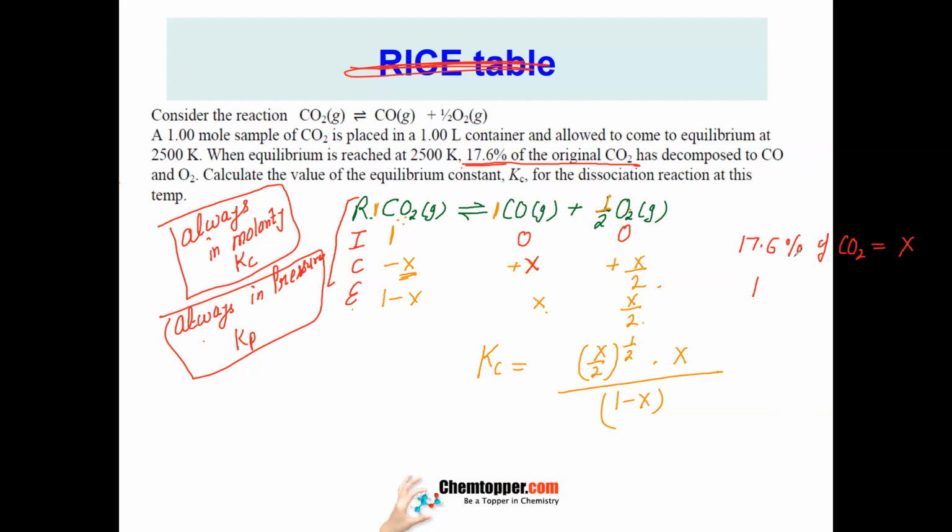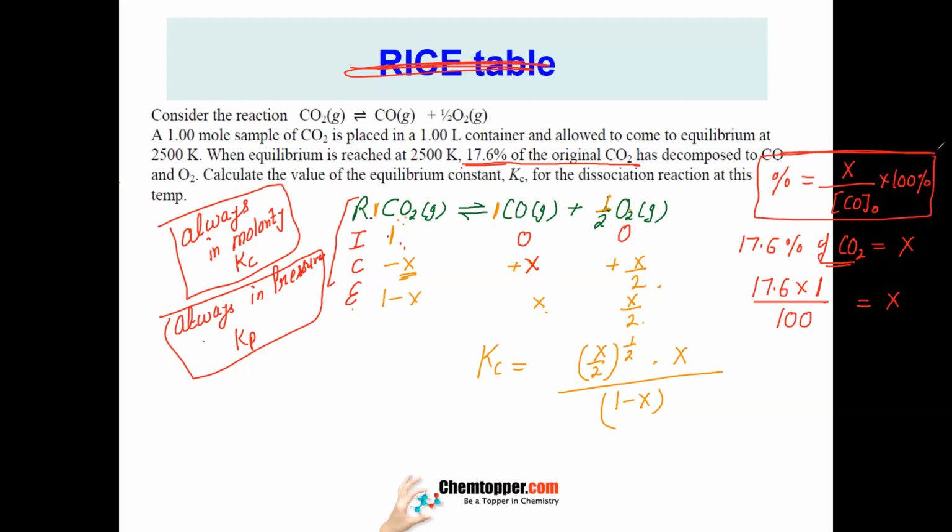Very important questions are based on it in acids and bases. So 17.6 times the concentration of CO2, which is 1 molar, divided by 100, is x. Or you can use this equation: percent dissociation is x divided by the initial concentration of CO2, multiplied by 100%. We are going to use this equation, and it will be given to you in the examination formula sheet.